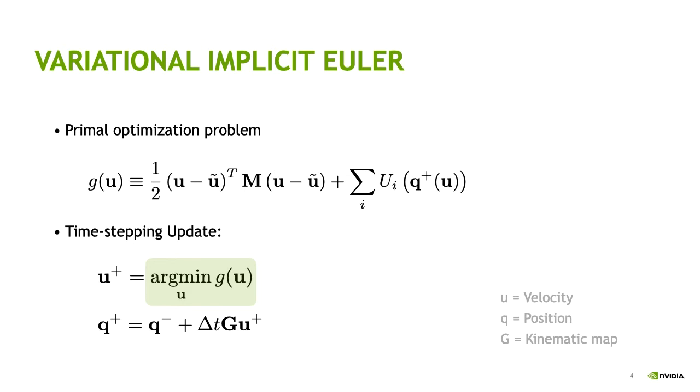So our time-stepping update, given this, is u+, the velocity at the end of the time step, is just the solution to this minimization. And then the system coordinates, the positions, can be updated directly by evaluating this kinematic mapping that relates the angular velocities and linear velocities to the coordinates, which might be positions of the center of mass and a quaternion orientation.